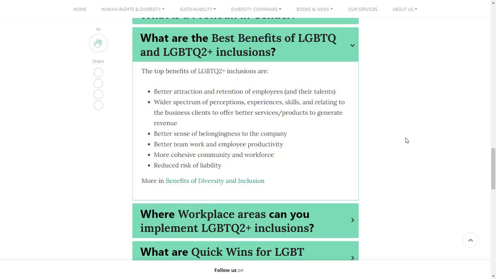And then you also get a wider spectrum or perception of skills and experience. Someone who is identifying themselves as a different gender or sexual orientation will provide different experience, a different perspective of the world and a worldview, which can help you improve your understanding of the world as a business. And it also helps engagement of the employees, so they feel loyal, they feel engaged to the company, and they feel valued.